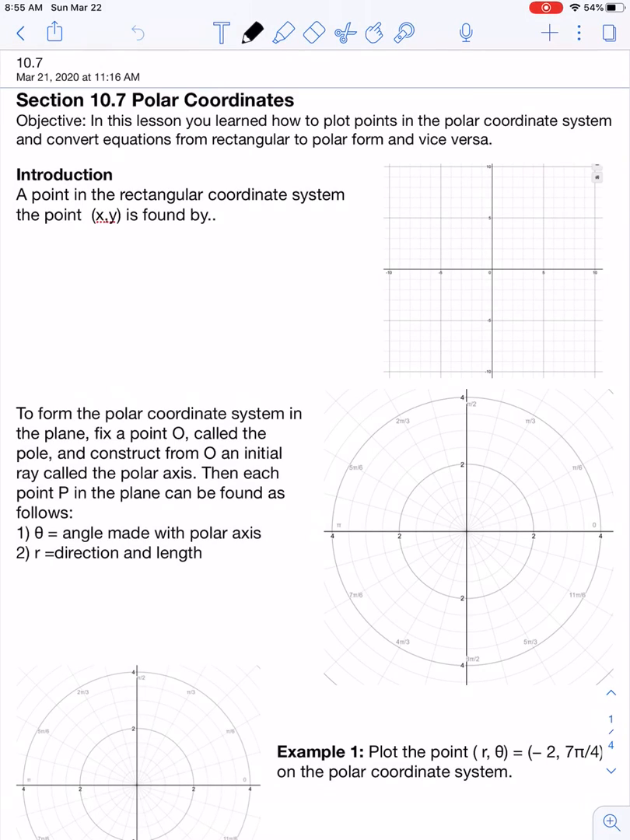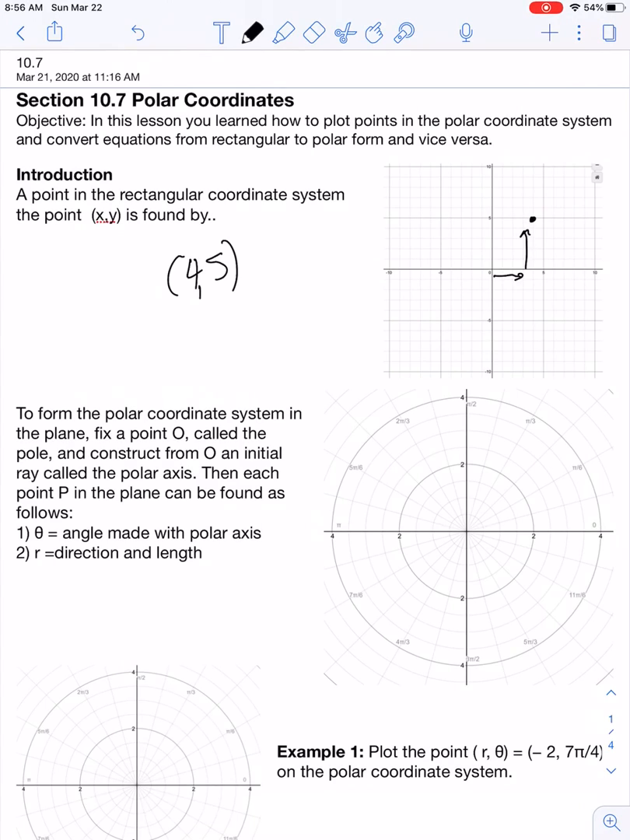Okay, today we are going to do 10.7 polar coordinates. So this is just a different way to look at how we graph. Of course, in the rectangular coordinate system, we have a point x, y. So say you had the point 4, 5. For the point 4, 5, you know you go over 4 and up 5. And then, woo, there's our point.